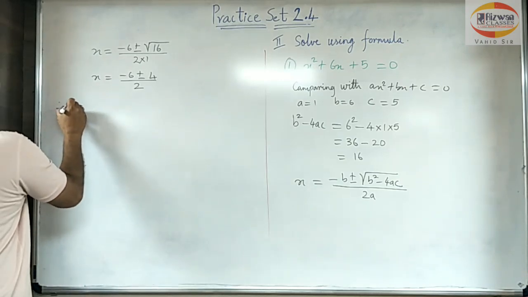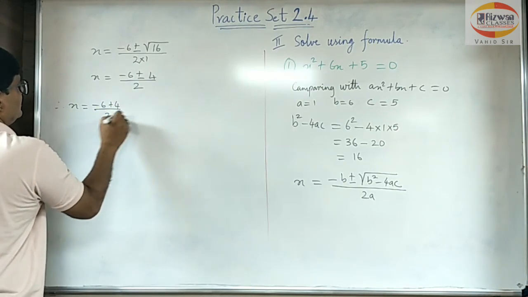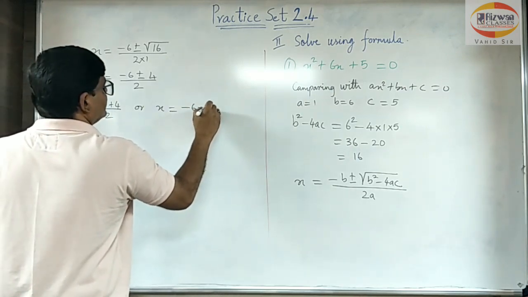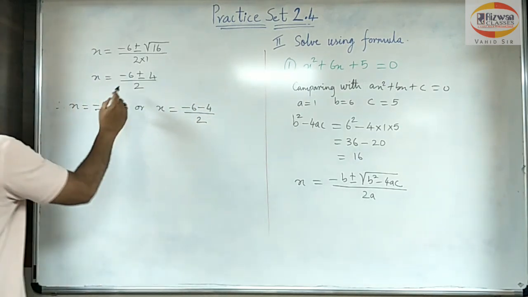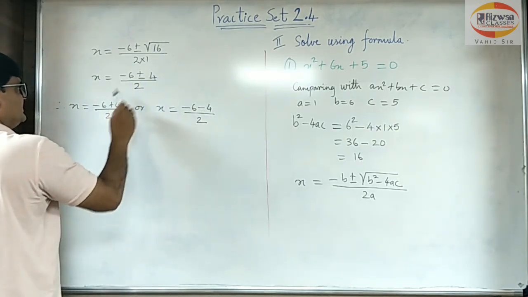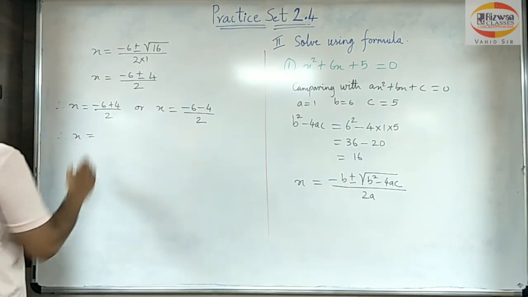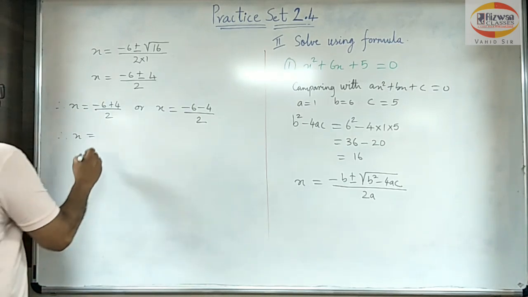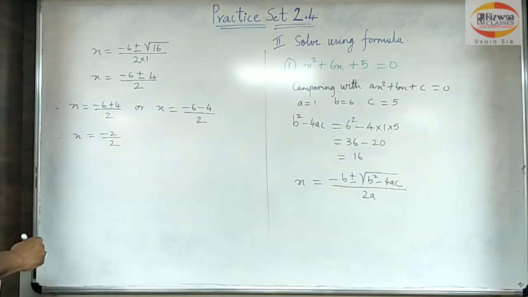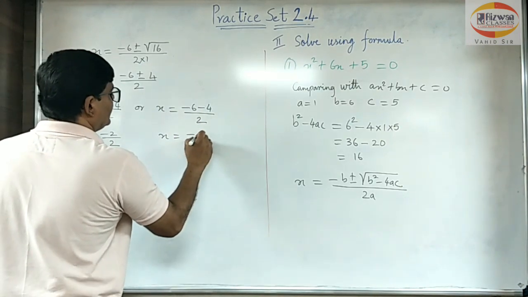Therefore x is equal to minus 6 plus 4 upon 2, or x is equal to minus 6 minus 4 upon 2. Is this correct? Because there is a plus minus, here it will be plus and here it will be minus. So now you get two values. Minus 6 plus 4: one number is plus and one is minus, so you subtract and write the sign of the bigger number. So you get minus 2 upon 2. And here both numbers are minus, so you add them up: minus 10 upon 2.